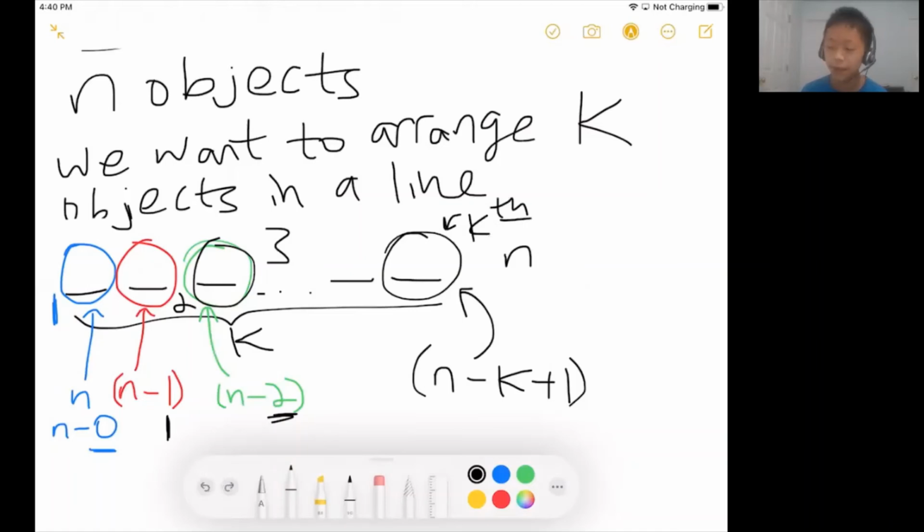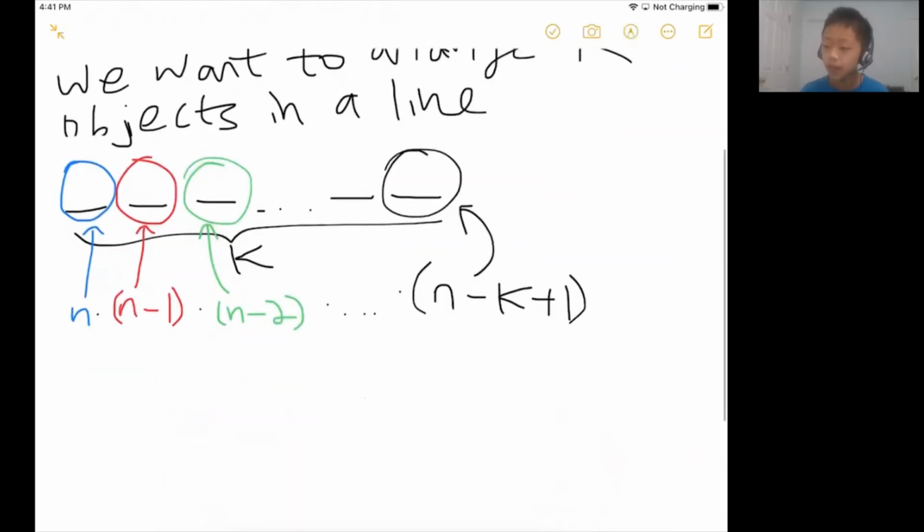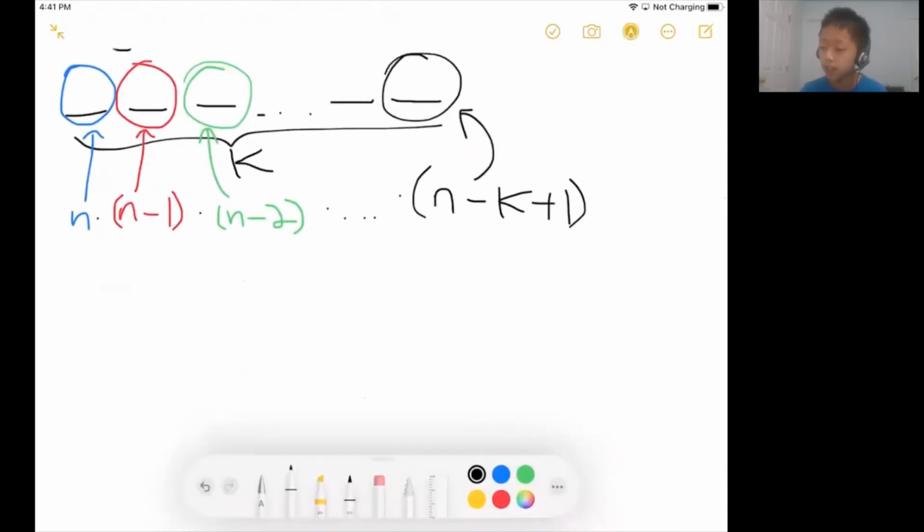It's very important to be careful about these edge cases. So this is how we would arrange these. And now to find your answer, we would just multiply all of these: n times n minus 1 times n minus 2 times ... all the way up to n minus k plus 1. But we can make this expression a little cleaner by noticing that we can multiply this expression by n minus k factorial divided by n minus k factorial.